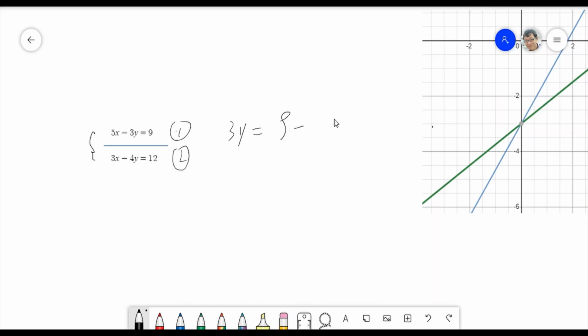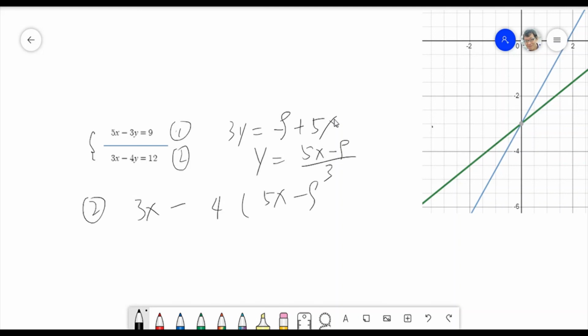No, 3y equals negative 9 plus 5x. Right, so y equals (5x minus 9) divided by 3. So we take this into equation 2. So 3x minus 4 times (5x minus 9) divided by 3 equals 12.